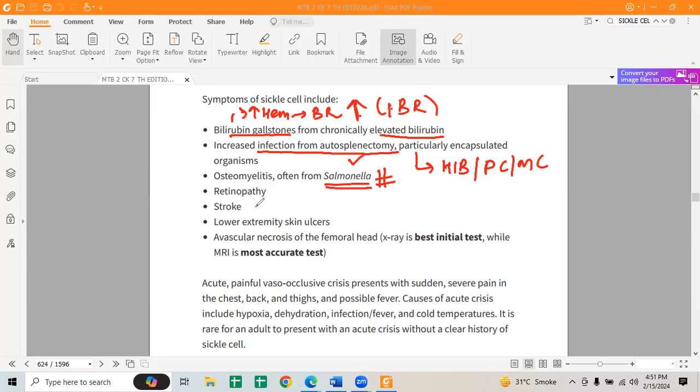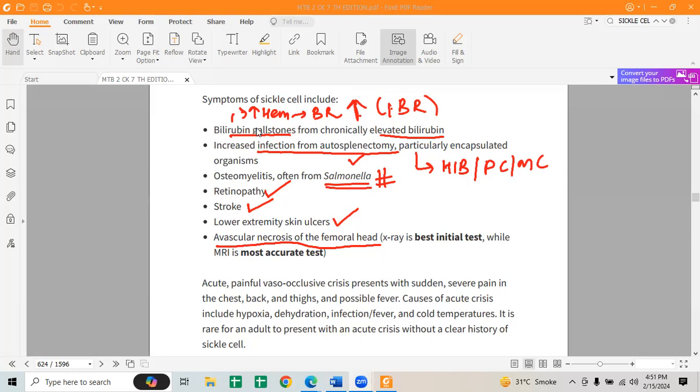Retinopathy, I told you, because of blockage of the retinal vessel, blockage of the brain vessel, blockage of the lower limb vessel. And avascular necrosis, I think you both already told, avascular necrosis of the head. Is that clear? So these are the common symptoms. This is how they present to the clinic or the OPD. So you have to keep in mind how they present.